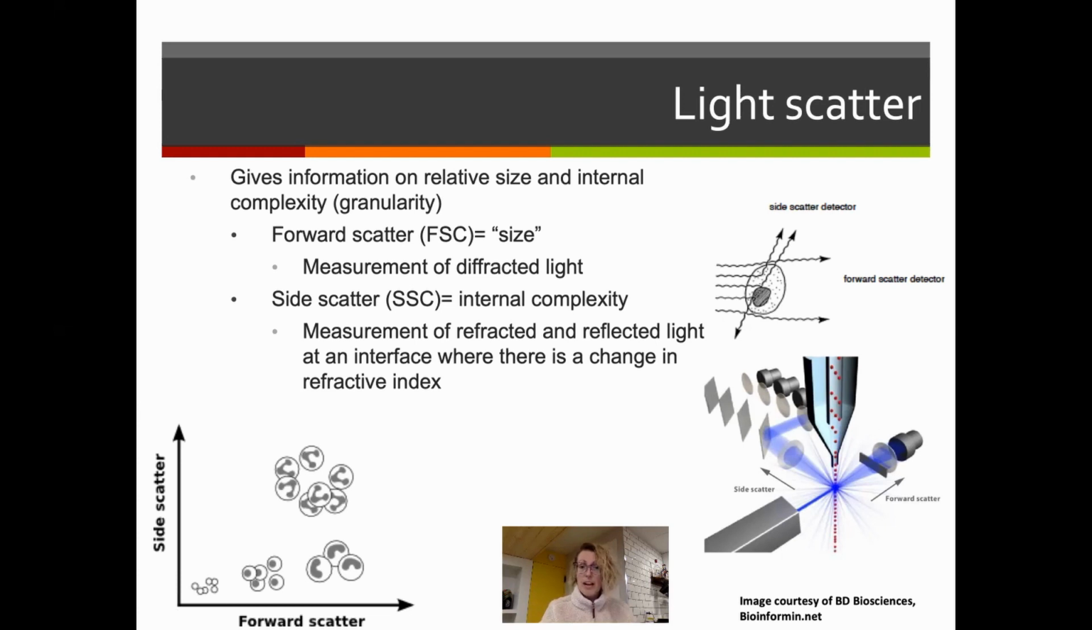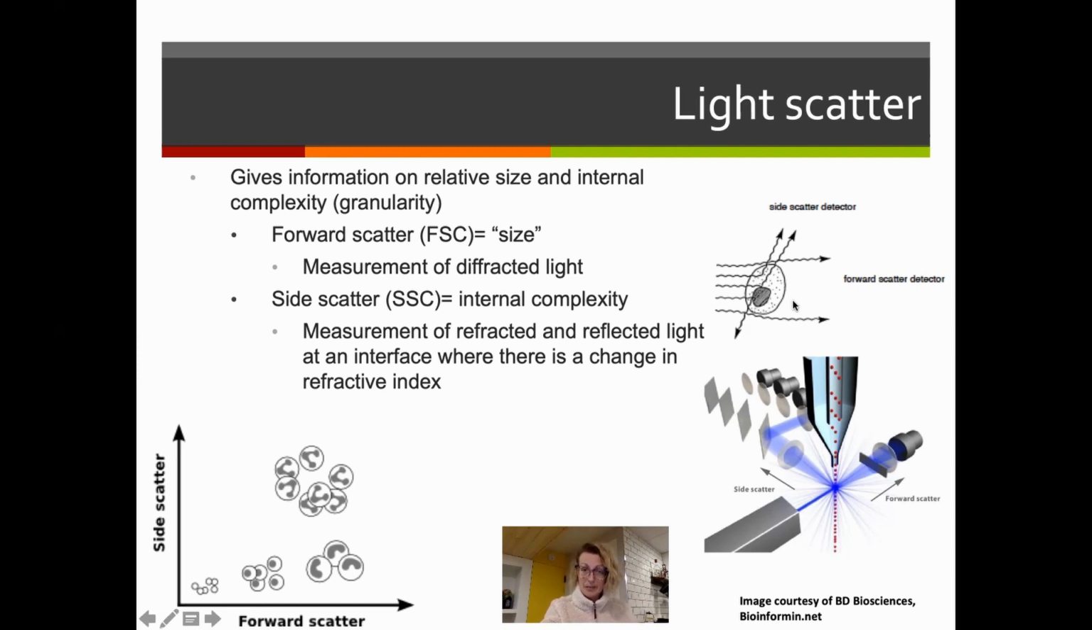So forward scatter, or FSC, is the size. Now I put this in quotes because it's not truly a measurement of size. It's actually a measurement of diffracted light. So you can imagine your forward scatter detector is kind of like a wall capturing a shadow. If we have an object sitting in front of a high-powered light, a small object is going to create a small shadow on that wall. A large object is going to create a large shadow on that wall. And so that's more or less how forward scatter is working. It's looking at how much light is diffracted around a cell.